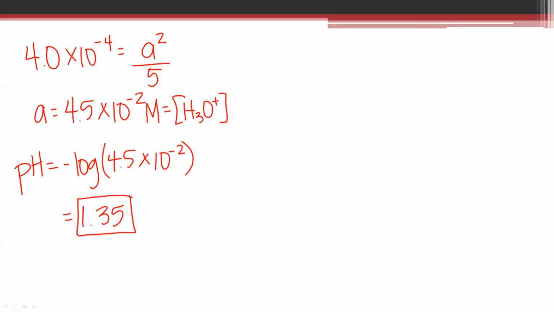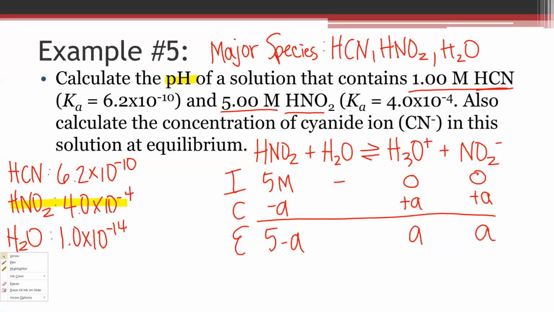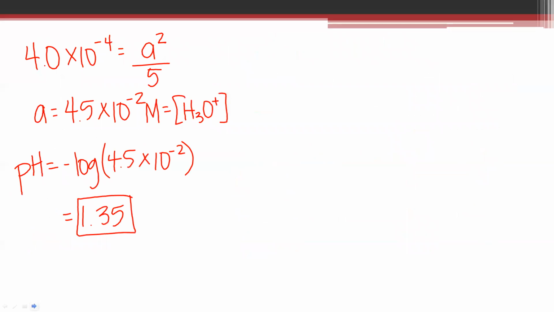Okay, so that's the first thing that we were asked to solve for. The other part of the problem is we need to calculate the concentration of the cyanide ion at equilibrium. Okay, so this is where we can have this mixture. Even though we've already looked at the major species, we have figured out at equilibrium what the concentration of the hydronium is. So that is going to play a factor into setting up to solve for the CN negative, the cyanide ion.